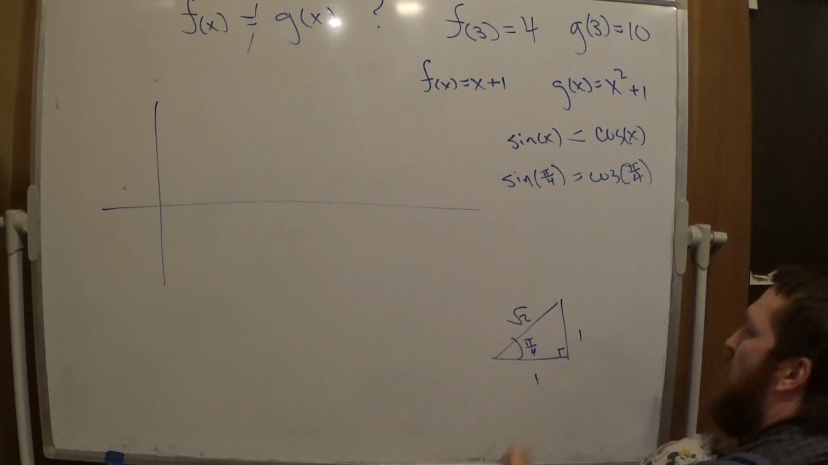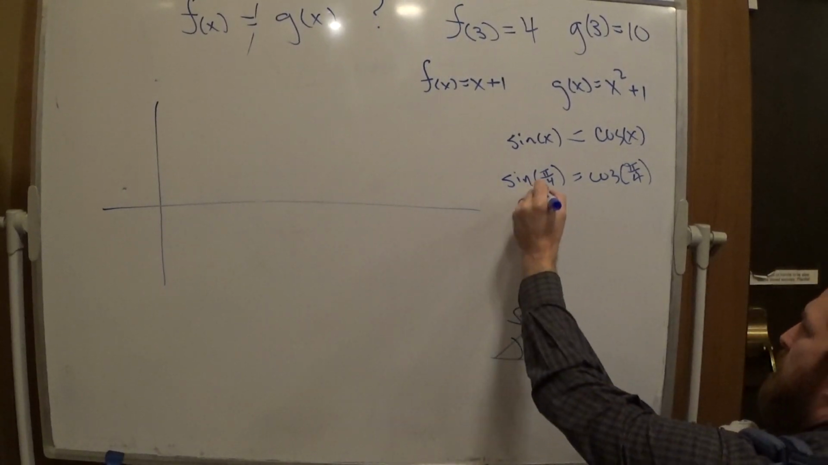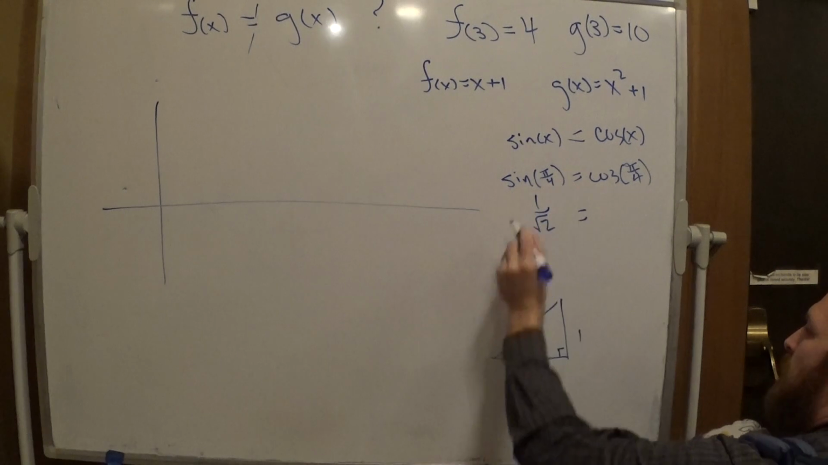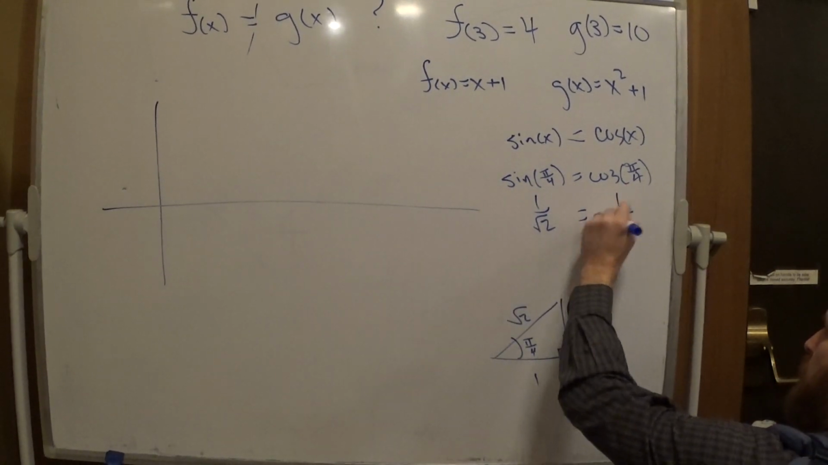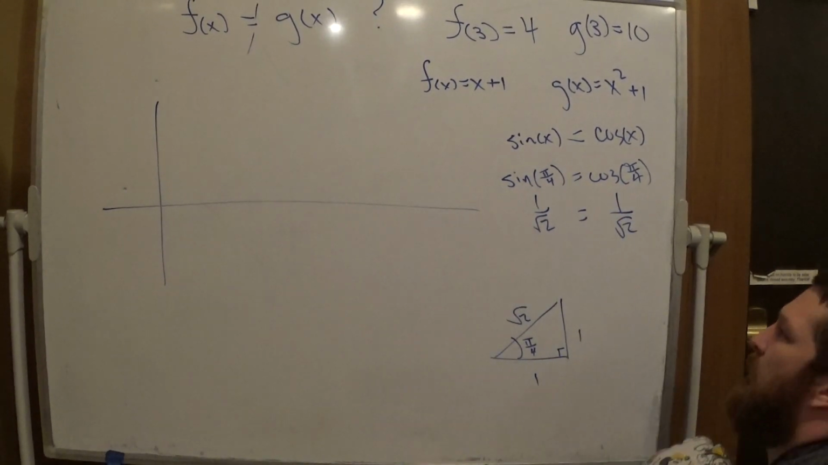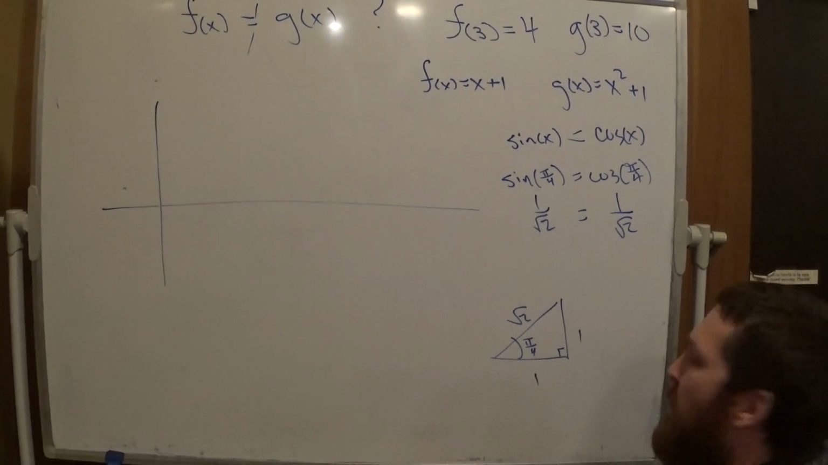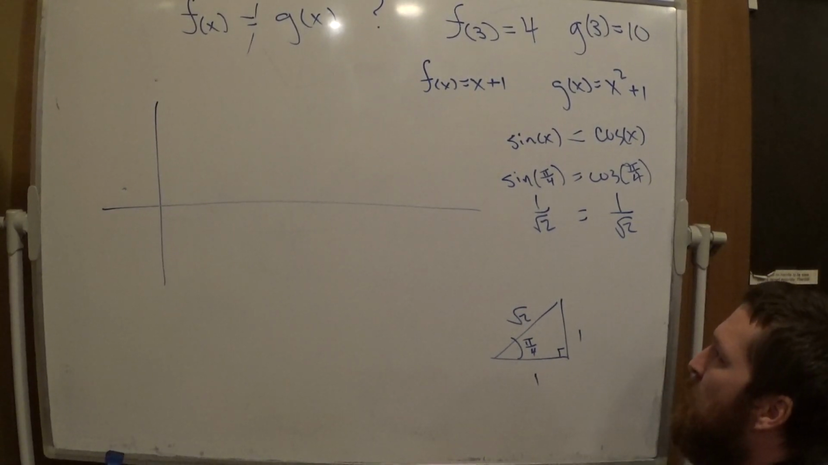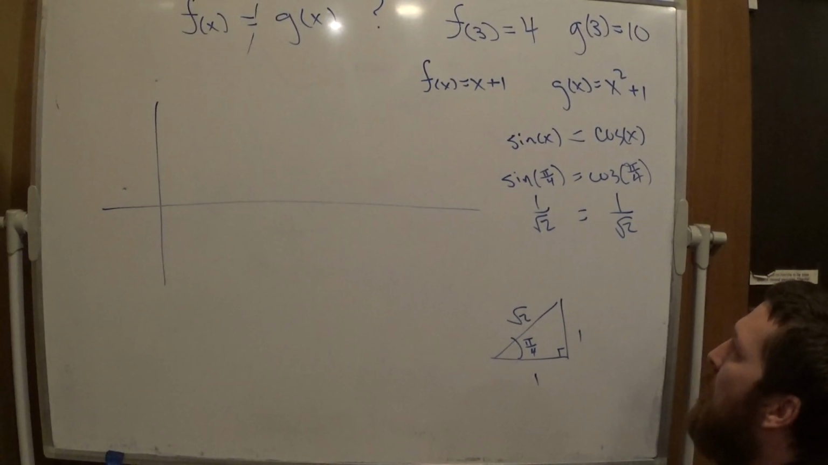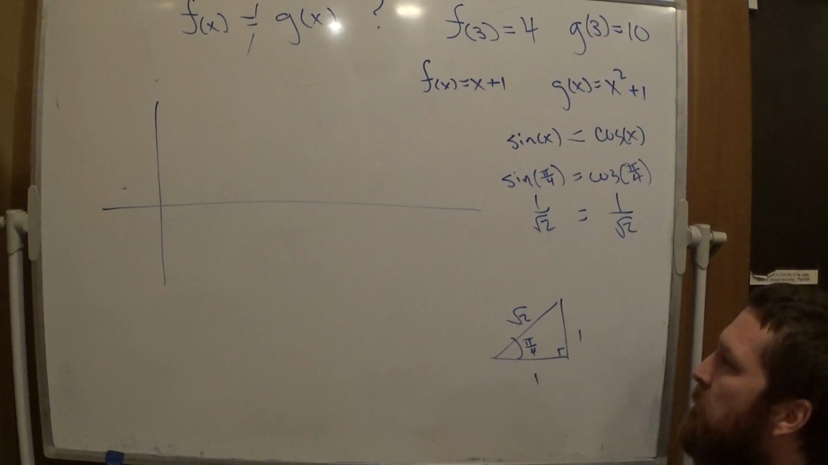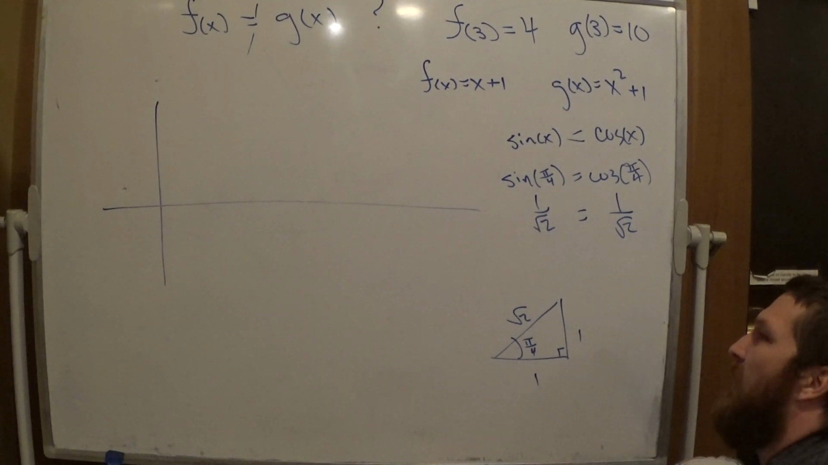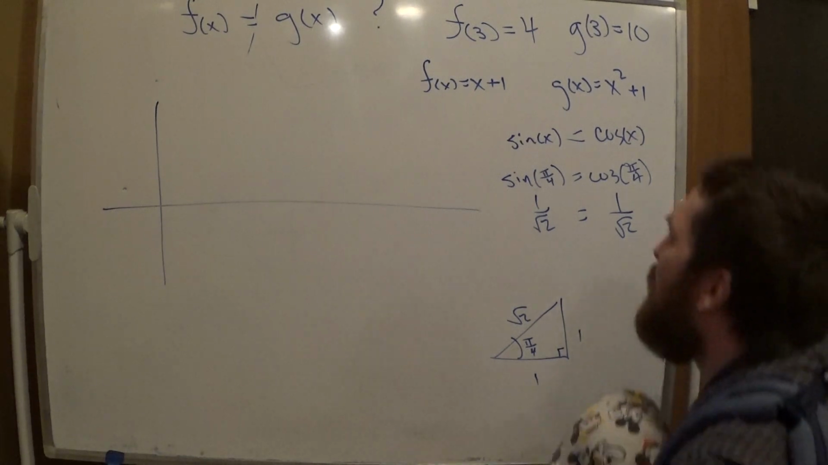So sine of pi over 4 is 1 over root 2. Cosine of pi over 4 is 1 over root 2. Oh yeah, so they're equal. Well, no, they're not. But let's say you continued on and you said, well, what about 9 pi over 4? Or what would be another one? Well, let's actually graph these guys out.